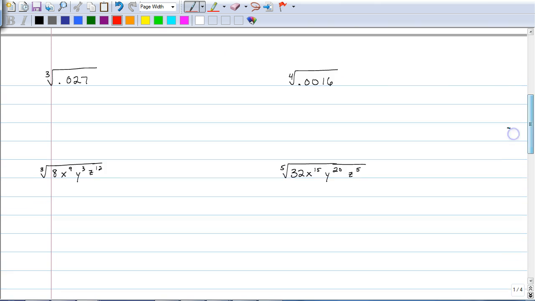Let's try a couple of other examples. Now you might be saying, oh, wait a minute, I can't do this problem. This is decimals. Well, if it's a decimal, there's a real easy solution here. We're going to change it back into a fraction.